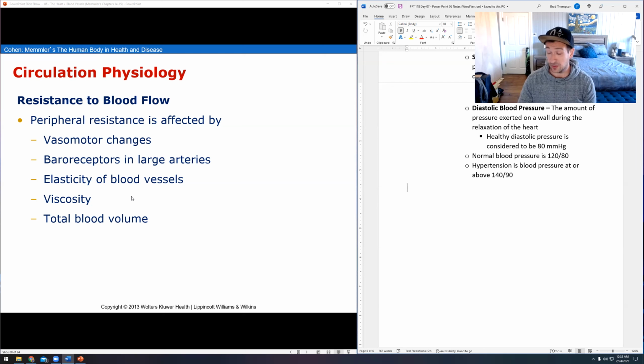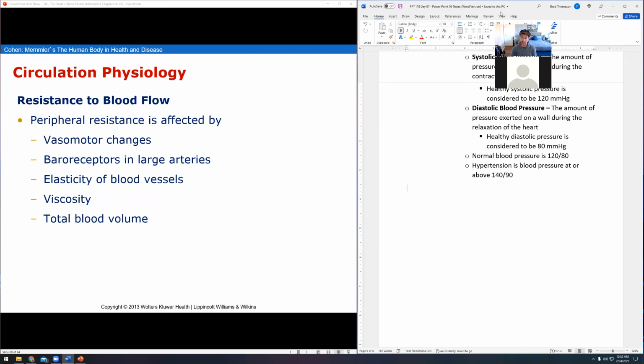It could be the viscosity of your blood. Too many red blood cells can actually be really dangerous. That girl in the Olympics was blood doping recently, right? The reason that's so dangerous is because it increases the viscosity of the blood. It makes it thicker and harder to pump. Not good. And total blood volume: if you're dehydrated, your blood's going to be stickier.